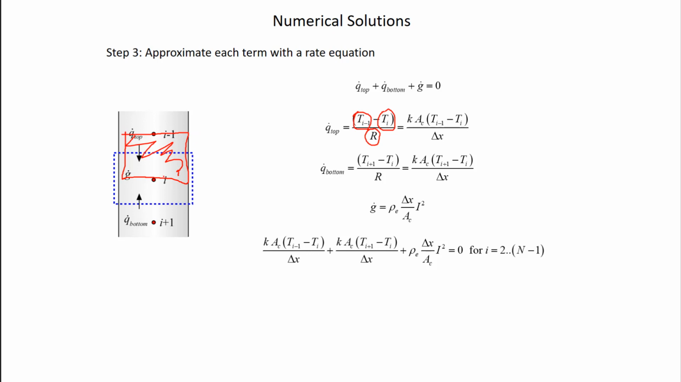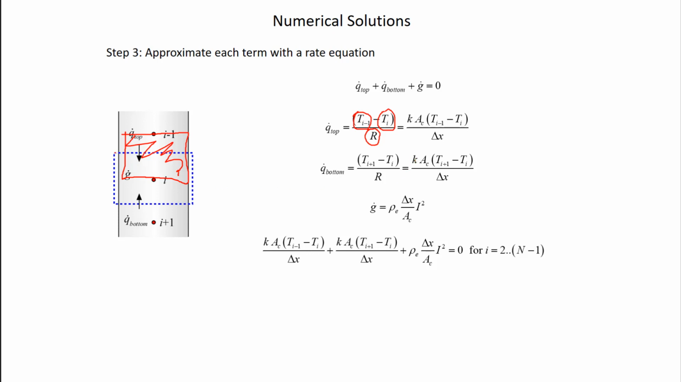So the resistance of this stuff, well, what is the resistance? It's the distance I have to transfer the energy, which is delta X, divided by K times the area I have available for conduction, AC, which is the cross-sectional area of this current lead. So this resistance is delta X over K AC. So this is my equation for Q dot top. Same thing for Q dot bottom. I've drawn it going this direction, therefore it must be driven by Ti plus 1 minus Ti, divided by the resistance of this material, which just happens to be the same thing.